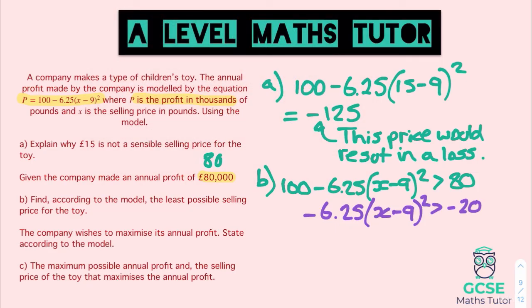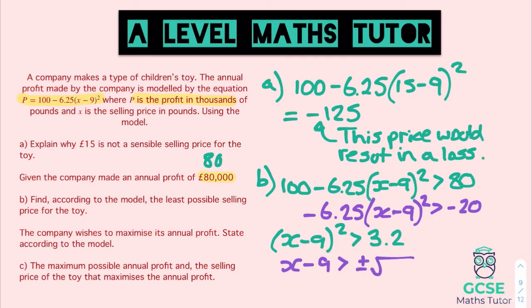We get (x minus 9) squared is now going to be greater than negative 20 divided by negative 6.25, which is positive 3.2. Right, so we're almost done. We've just got two more steps. We need to get rid of that squared and then move that 9 over. Now this next step is quite important. Let's not forget when we square root both sides, we've got to take into account the positive and negative value when you square root a number. So we will have x minus 9 has got to be greater than positive and negative root 3.2. Very, very important.